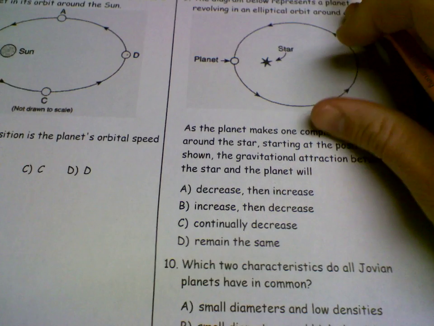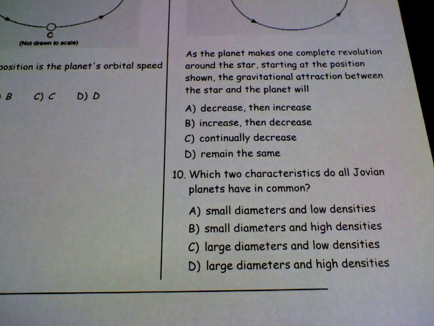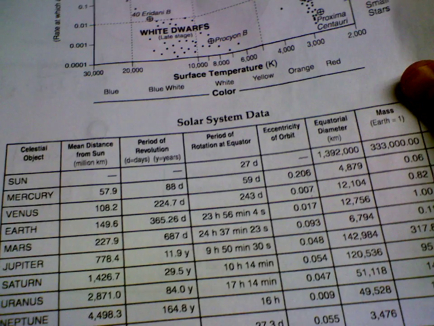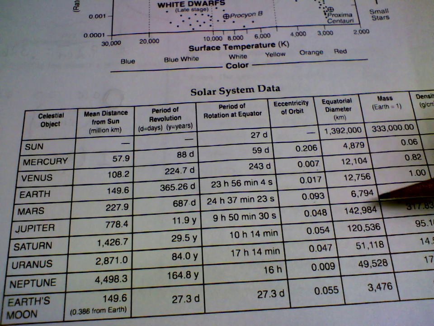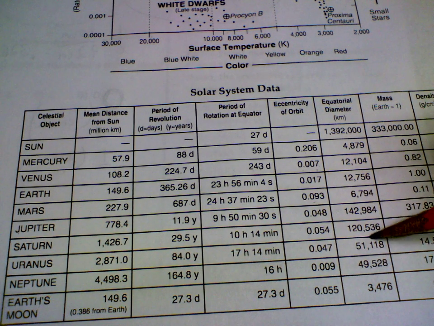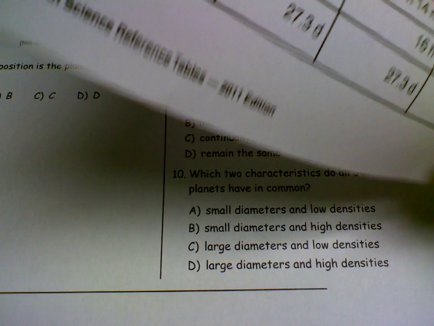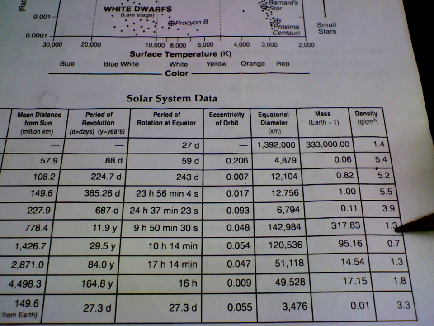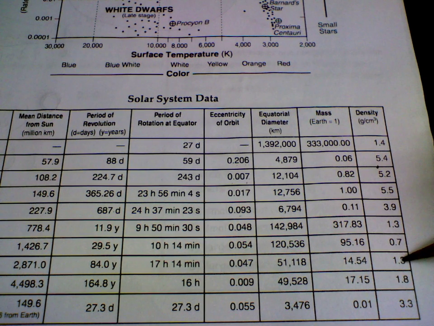All right, and then lastly, which two characteristics do all Jovian planets have in common? The correct answer is C. You know that because look, here are the Jovian planets. And if you take a look, they have very large diameters, meaning they are tremendous in size, and low densities, right? Look at the density here because they are the gas giants, and gas is a much lower density.